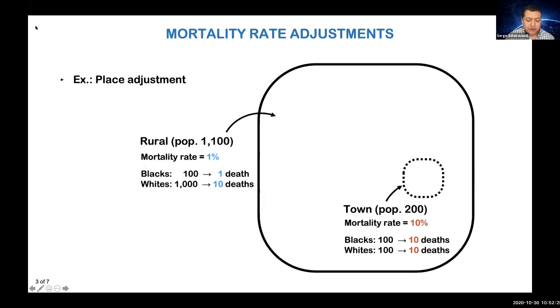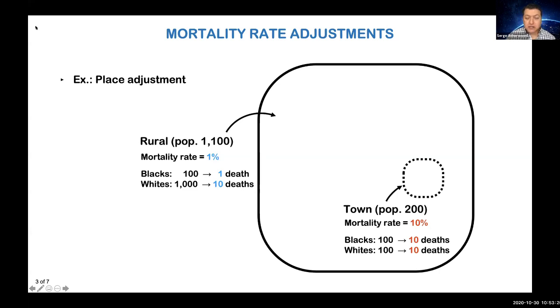But what if I tell you now that there is a town in this county, and in town, the mortality rate is 10%. Outside of town, the mortality rate is 1%. And these rates are the same regardless of race. So at either level of geography here, rural or urban, Blacks and whites have the same mortality. But the twist here is that a much higher share of Blacks live in the place with the high death rate than whites. So half of the Blacks in this county live in town, whereas less than a tenth of whites do. It's because of situations like this that we can obtain crude death rates that are misleading.